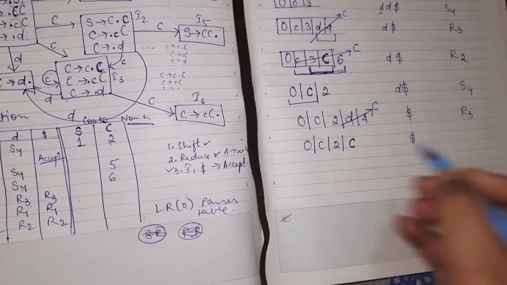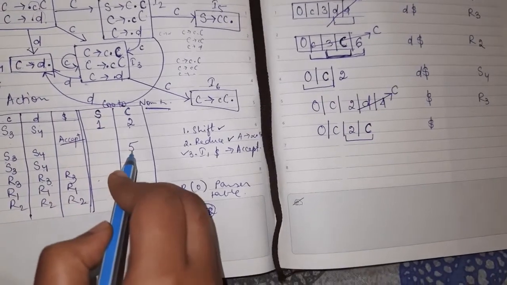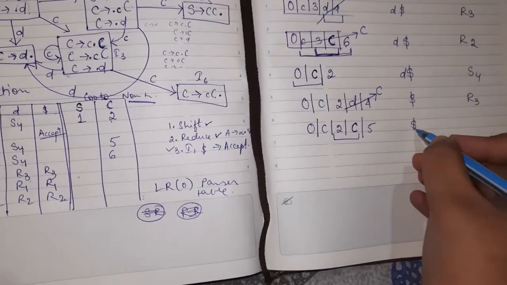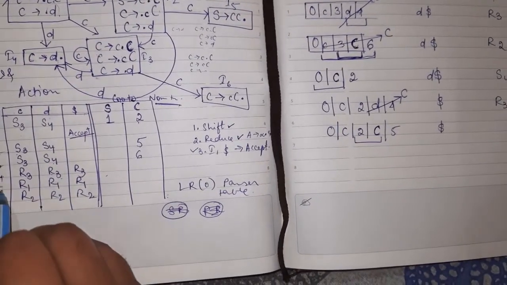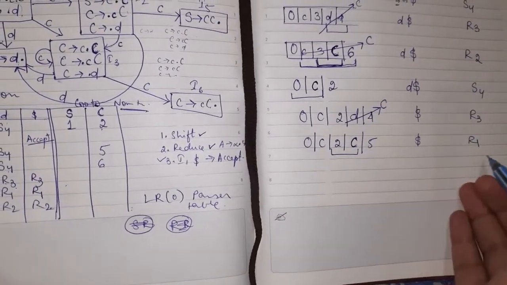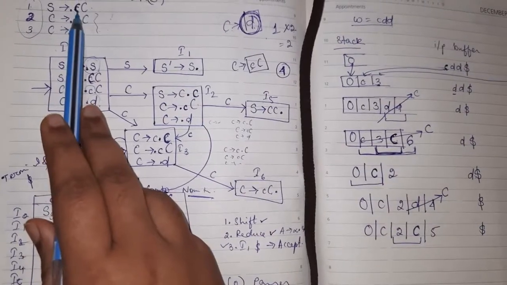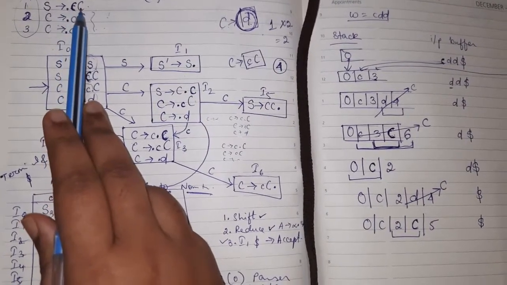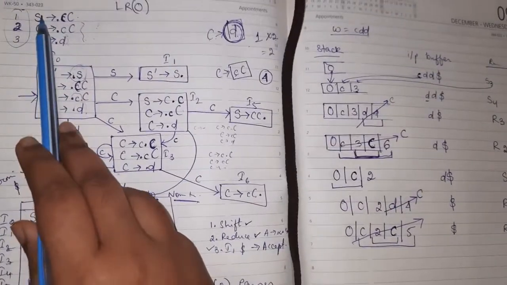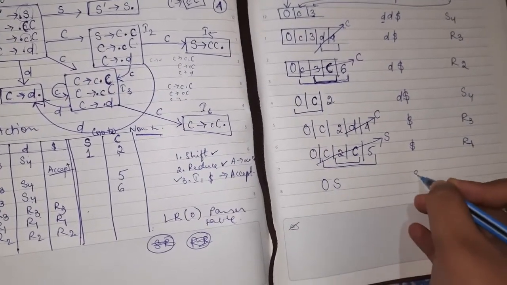C is a variable, therefore I need to refer to the top two elements, 2 and C. 2 and C relation is 5. I need to push 5 and then see the relationship between 5 and dollar. 5 and dollar, it's R1. So I need to reduce, means the production is having two elements at RHS. 2 into 2 is 4. 4 elements need to be popped and the LHS needs to be pushed. So it's 0 S dollar.